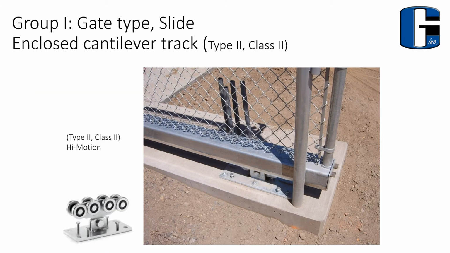Here's a good blow up of a Type 2 Class 2. This is the lower track and trolley assembly. So this large tube steel here is specially rolled and fabricated so that it fits this trolley assembly here and carries the weight of the gate. It takes 2 of these, one up here and then one in the back.